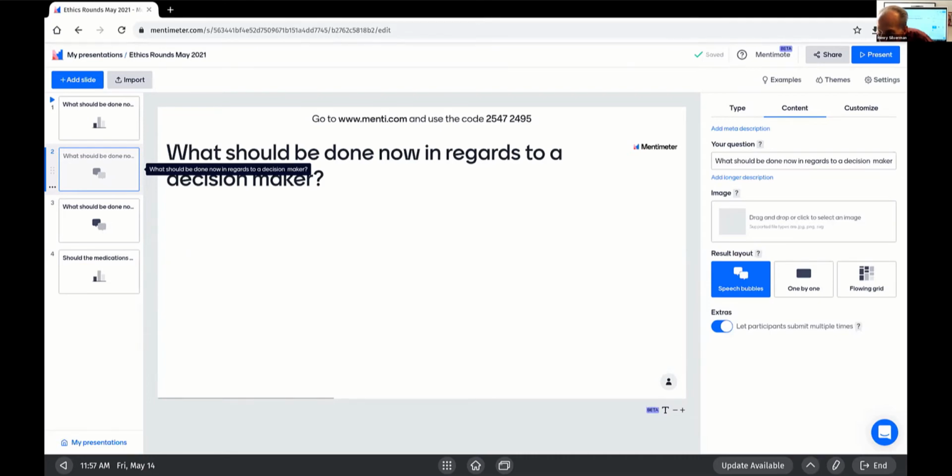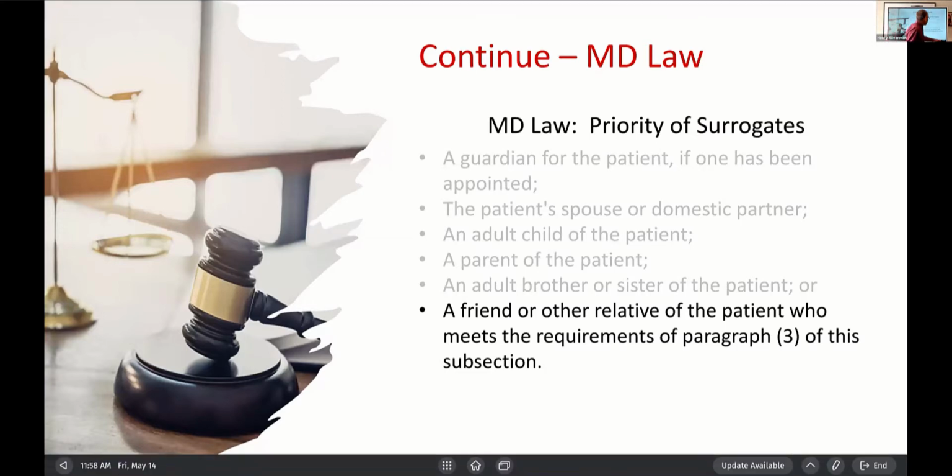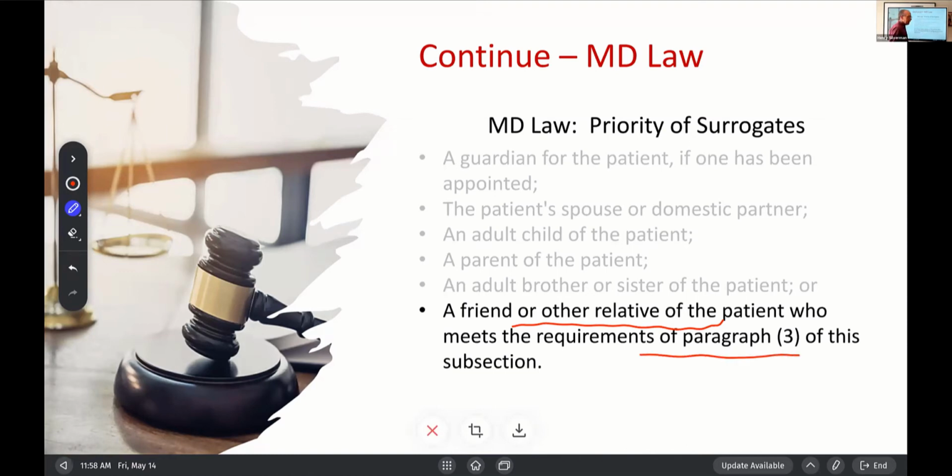All right, we have a lot of yeses. If there's no family members available, there's no advance directive? No advance directive. Good question. The Maryland law says a friend or other relative of the patient who meets the requirement of paragraph 3 of this subsection.